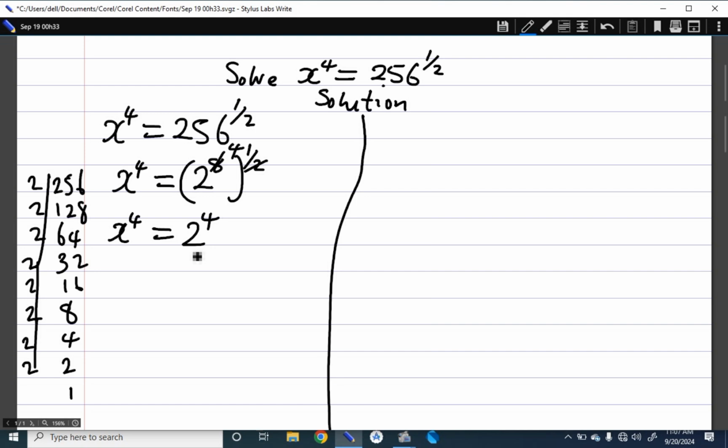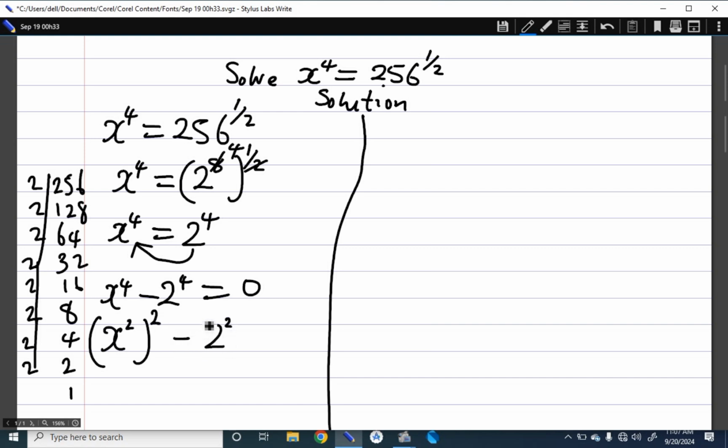So what we do is that we'll just take this one to this side. So to have that x raised to power 4 minus 2 raised to power 4 is equal to 0. Now let's have that this thing is something as saying, now don't forget that this is the same thing as saying x raised to power 2 all raised to power 2, then minus 2 raised to power 2 all raised to power 2 is equal to 0.